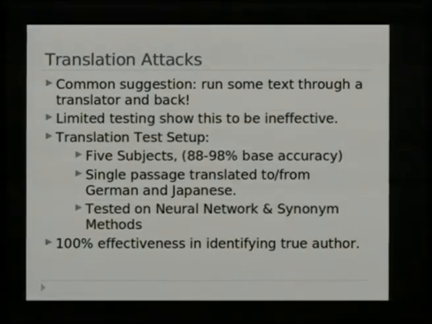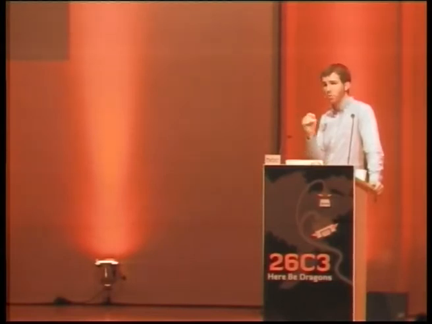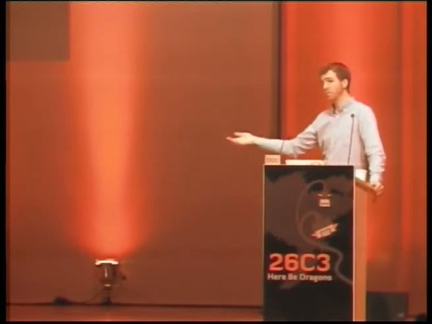We took 5 test subjects with an initial base accuracy of around 88 to 98%. We took a single passage from each of these subjects. We did one translation where we translated it to German and back, and another translation where we translated it from Japanese and back, and found that in all of the situations, it did not have any effect in hiding the author's writing style. I don't have the measurements that come with it, which are kind of a lot of numbers just to throw up on the board here, also show that the average syllable count, the average sentence length, all these things didn't really change when you translate it to one language and back.